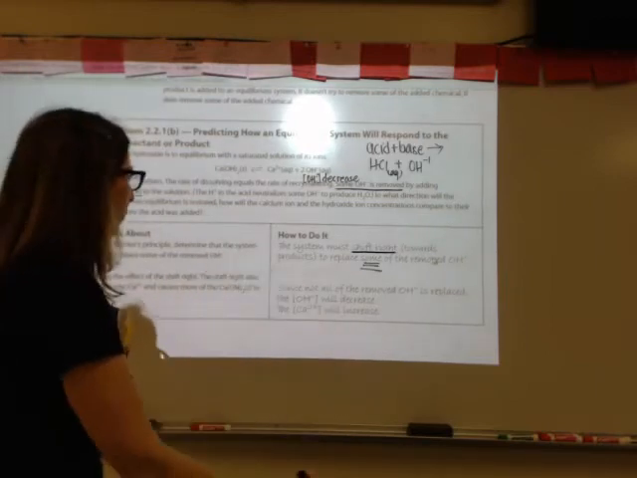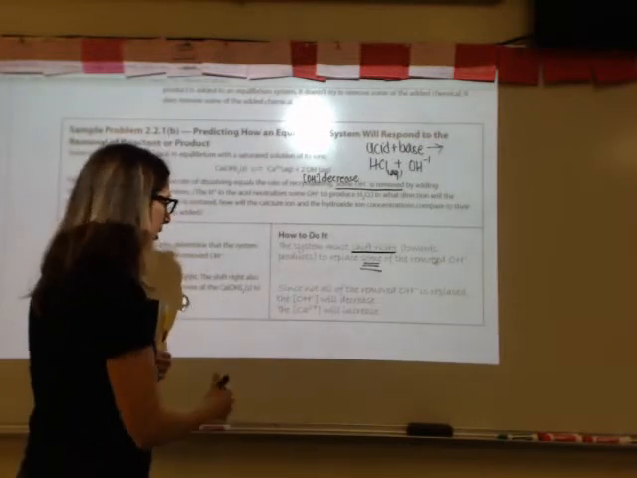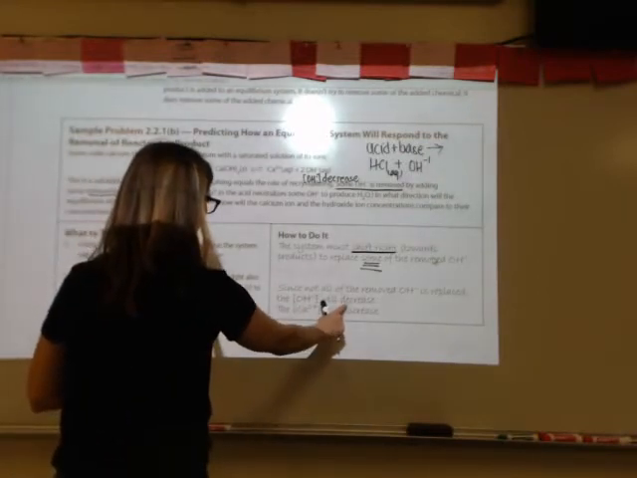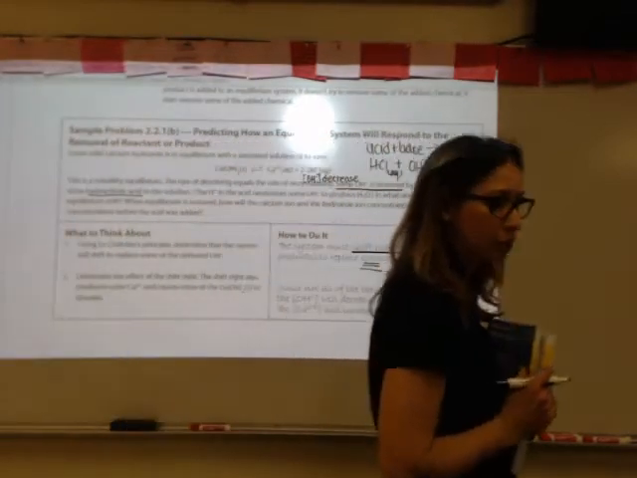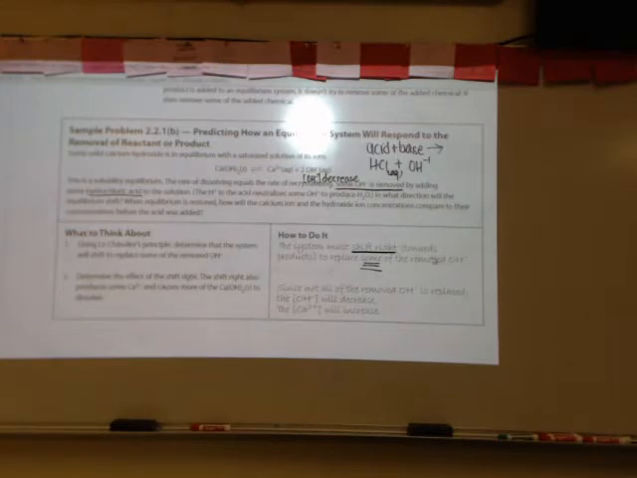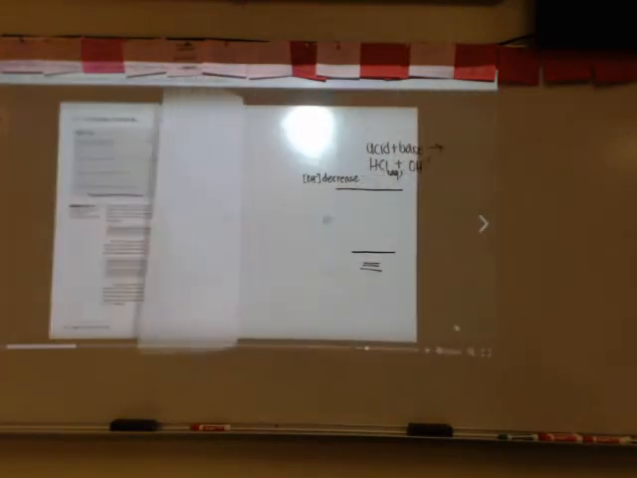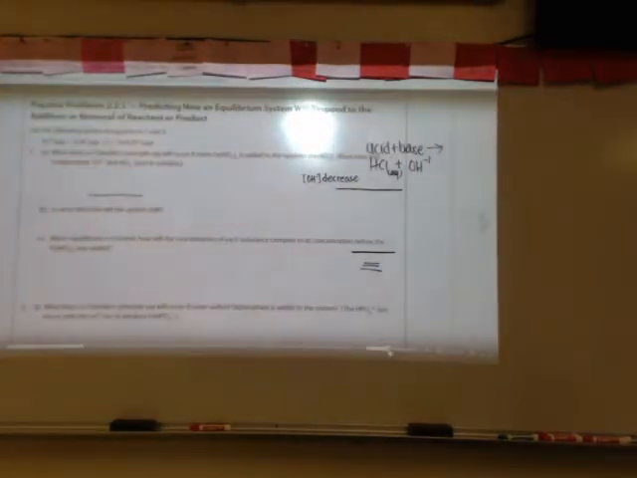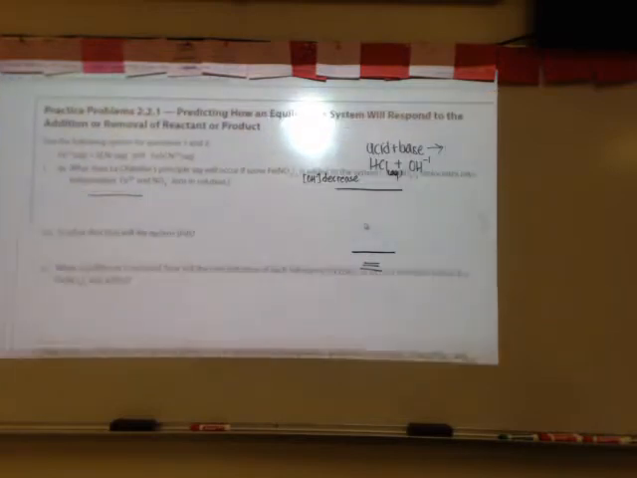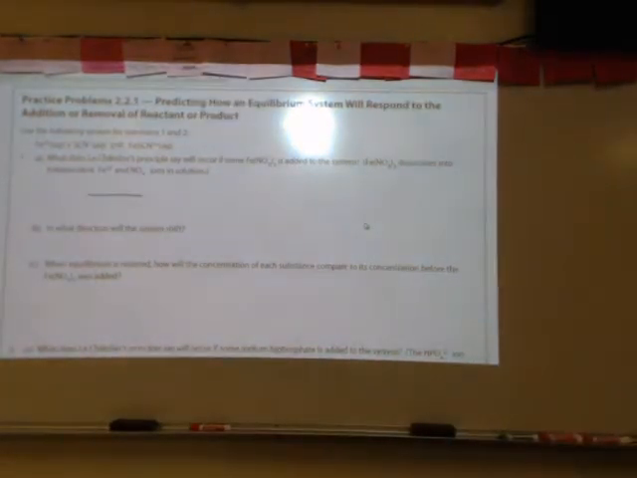Now, overall, since not all of the hydroxide is going to be replaced, the hydroxide ion concentration is decreasing. The calcium ion concentration is increasing because I'm shifting to the right. Let's go to the next page, take a look at the practice problems.